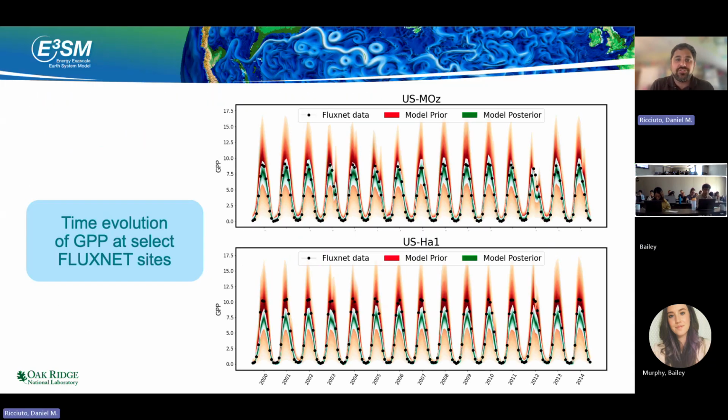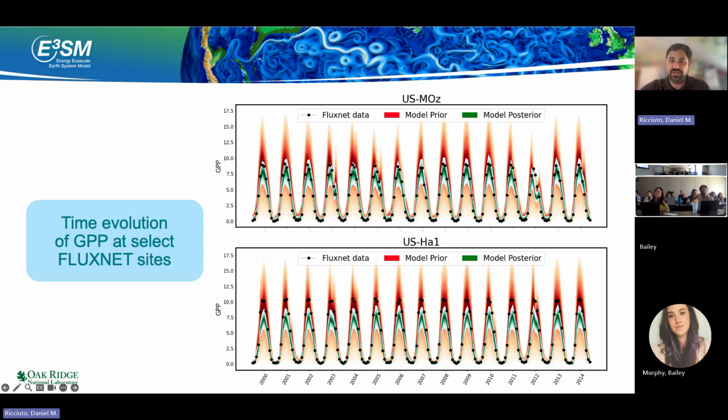So the next slide just shows a couple of sites more specifically. The USMOZ, or the Missouri Ozark flux site, is on the top. The red envelope indicates the model prior. When we feed these prior ranges of parameters into the model for this site, you really can get a very large range of GPP. These are seasonal cycles that we're seeing over about a 10-year period, I believe, or a little bit more than that. And then the green shows the posterior. So after calibration, we reduce that initial uncertainty by quite a bit by calibrating with the data.